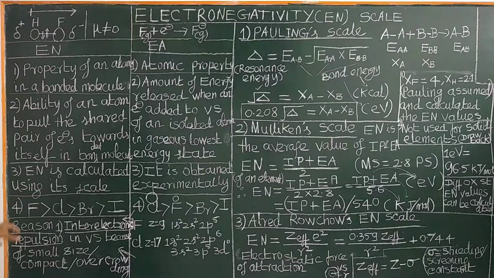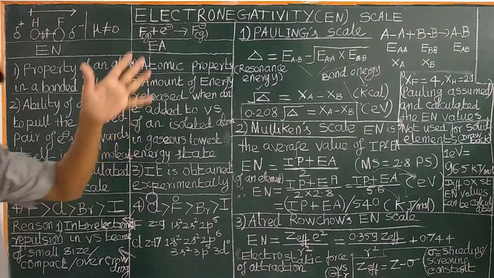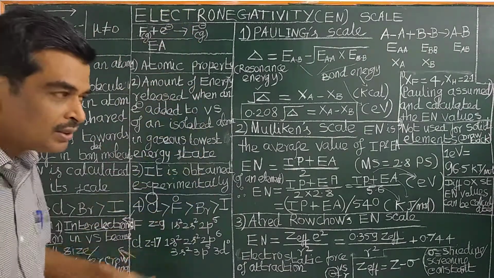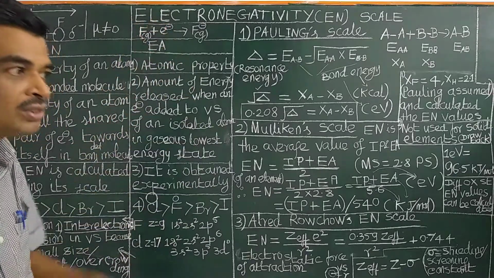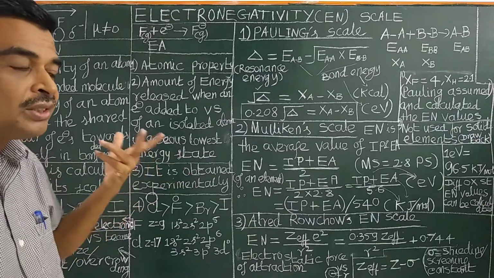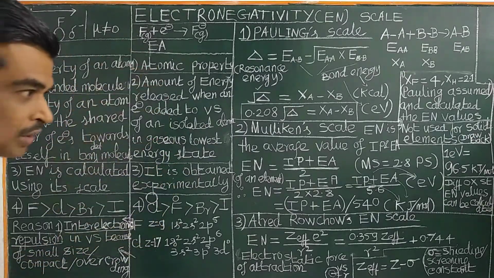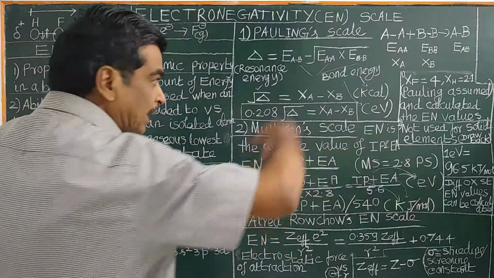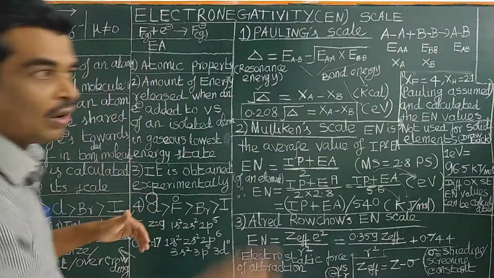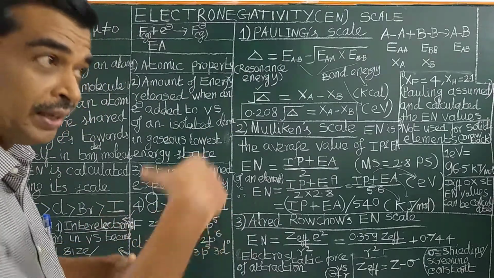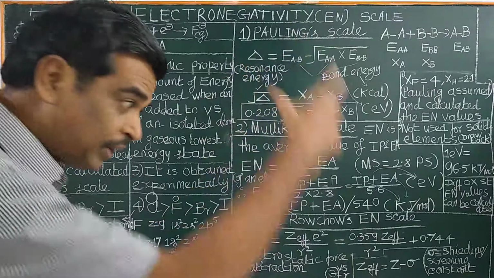Okay. Now, the next point is, in the periodic table, alkali metals and alkaline earth metals are electropositive because they have low ionization potential values. On the right-hand side, halogens and the oxygen family are more electronegative, and also they have high electron affinity values.